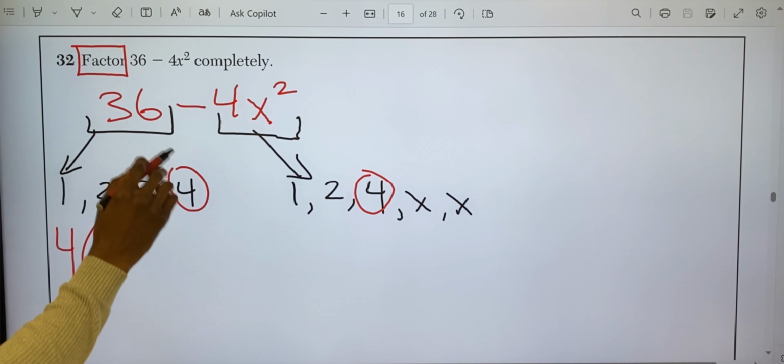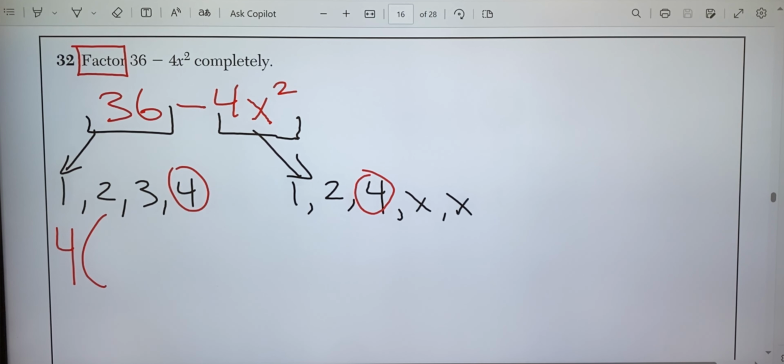4 times what equals 36? And if you can't think off the top of your head, go on the calculator, do 36 divided by 4. And that's going to be your number. 9. You got 9 as well, right? So I'm going to put a 9 here. So the 9 is really replacing the 36, and we're throwing the 4 on the outside because 4 times 9 equals 36.